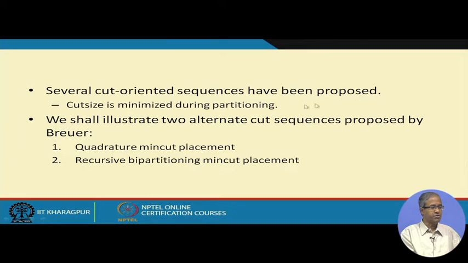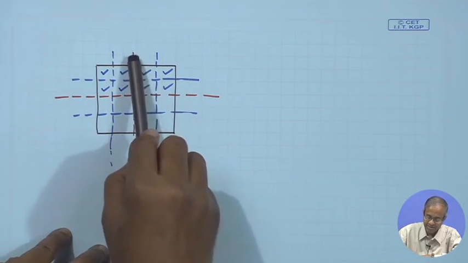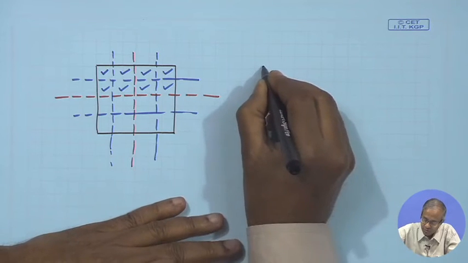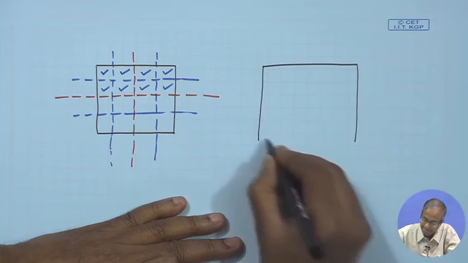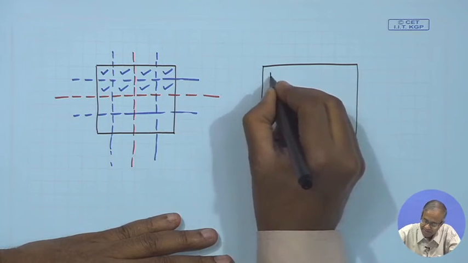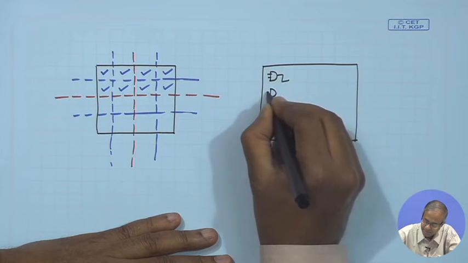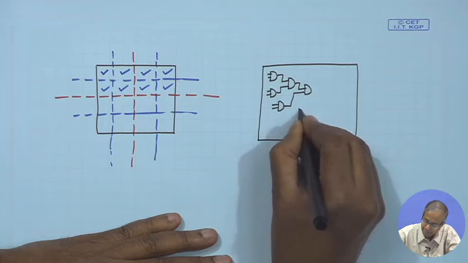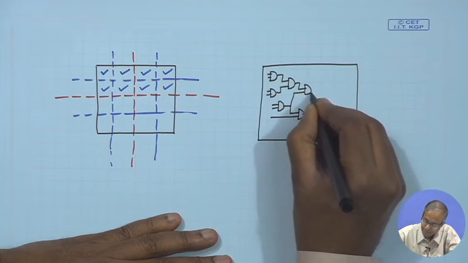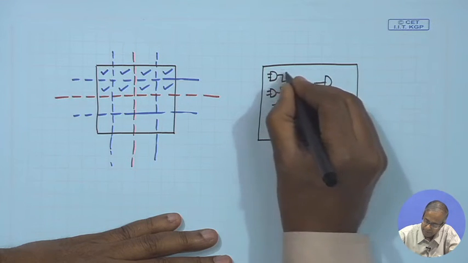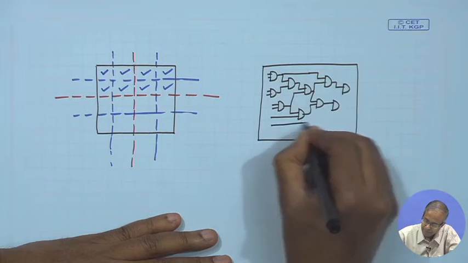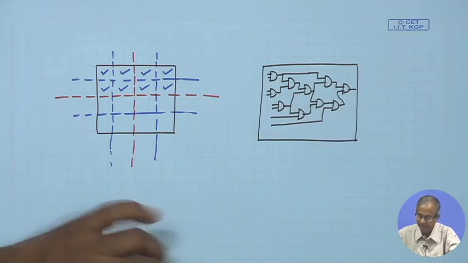Now when these cuts are proposed, there is an important point. In this diagram, I have shown these lines as if I am cutting the circuit in the middle, but it is not exactly like that. What is done is like this. I am illustrating one step. Let us take a very small example. Let us say I have a circuit netlist like this.